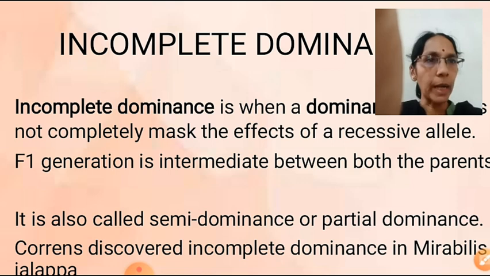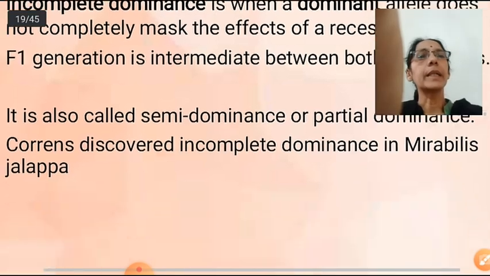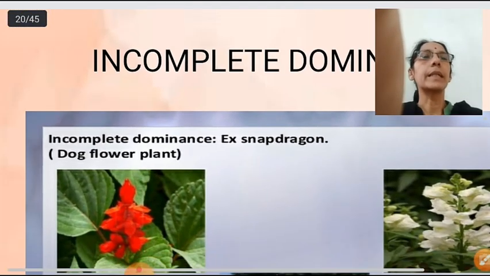Only these plants show the phenomenon of incomplete dominance, where the dominant allele fails to suppress the recessive allele completely. As a result, the F1 is intermediate between both the parents. But it is not seen in all plants. It is seen in Mirabilis jalapa, and then in the dog flower or snapdragon.